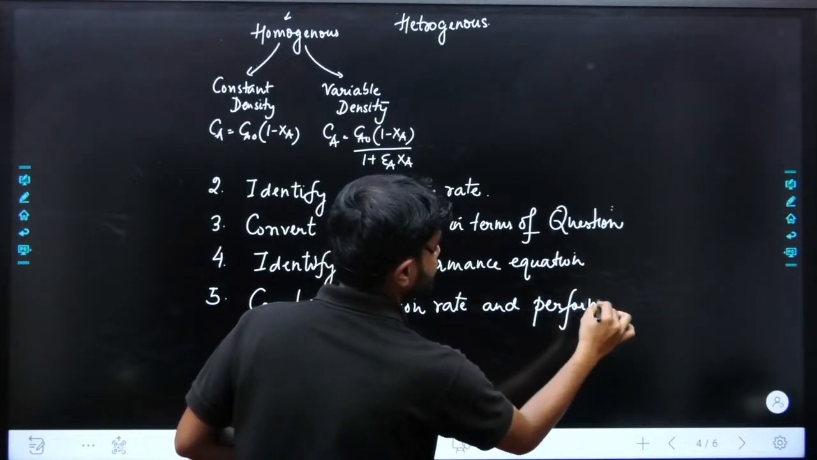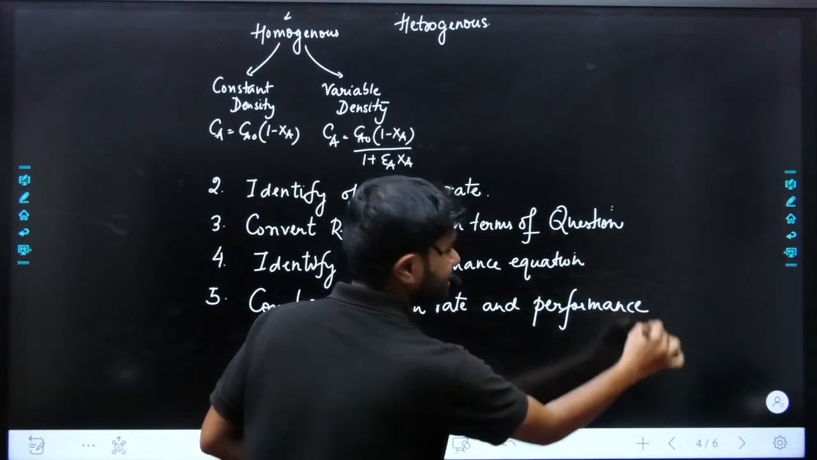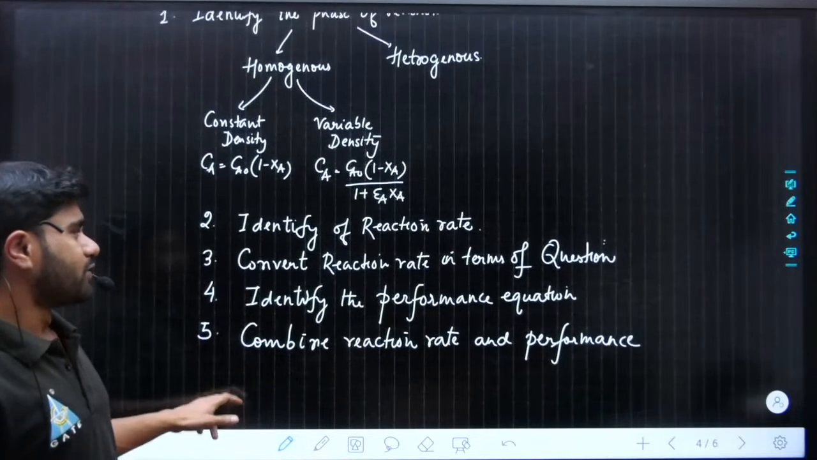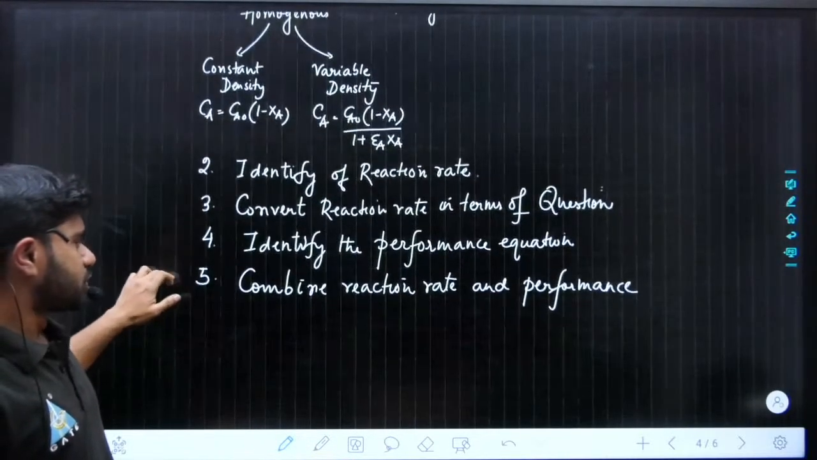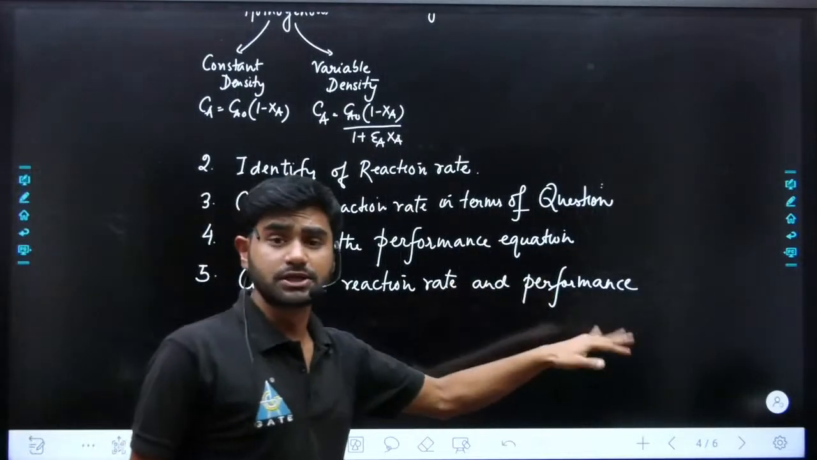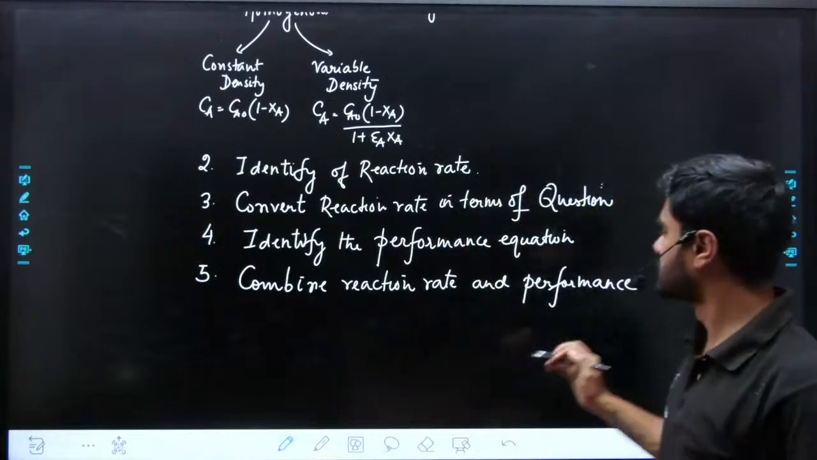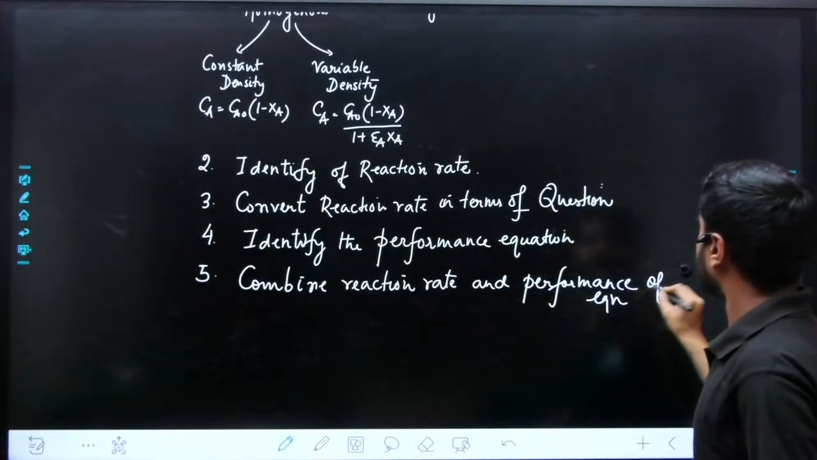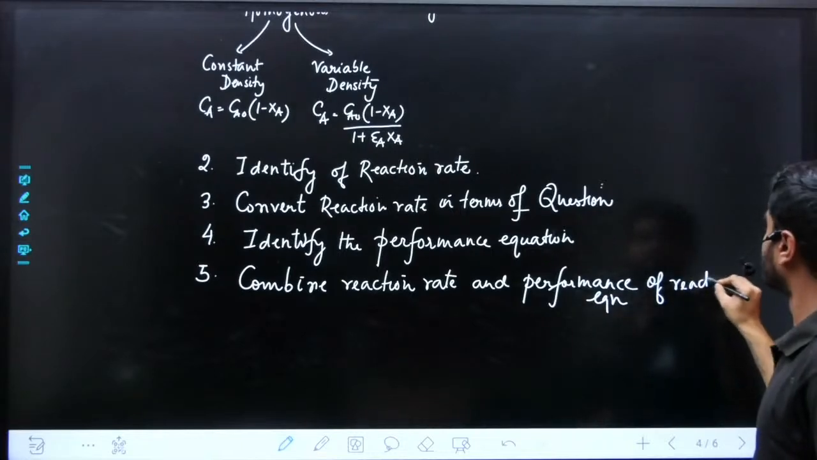Now these are the steps which are generalized. I'm not talking about a specific question. When we talk about generalization, we just come across this sequence. So combine the reaction rate and performance equation of a given reactor, whatever the reactor is. So this will be your 5th point.